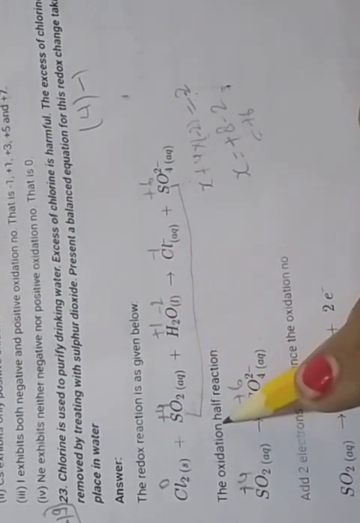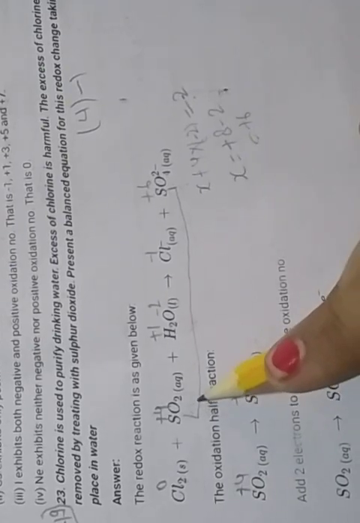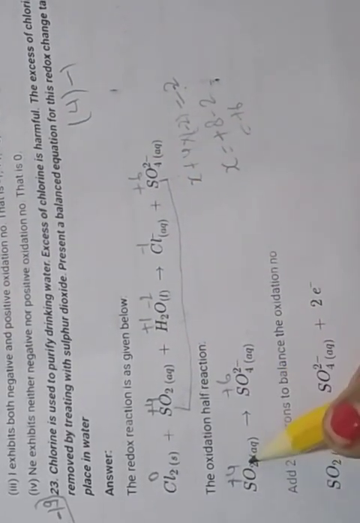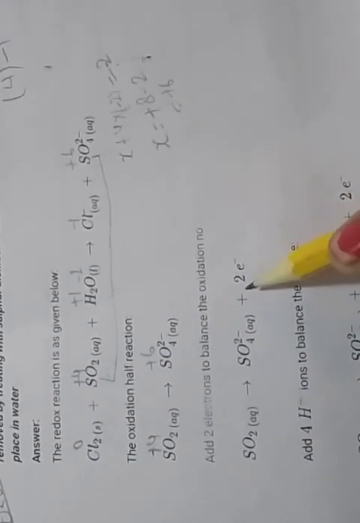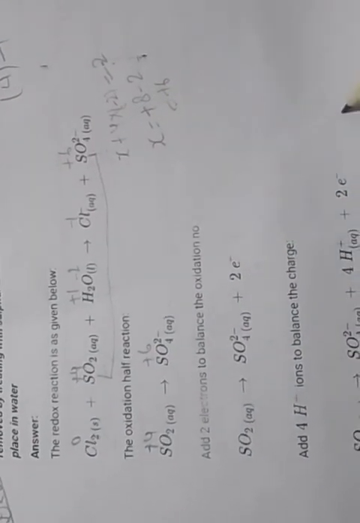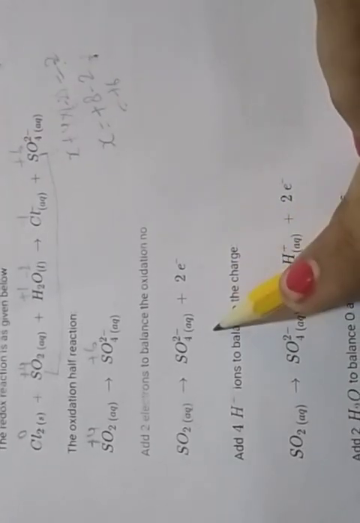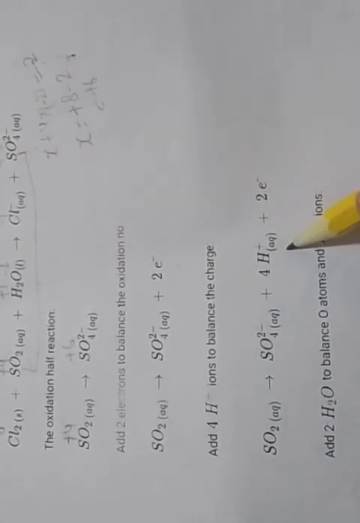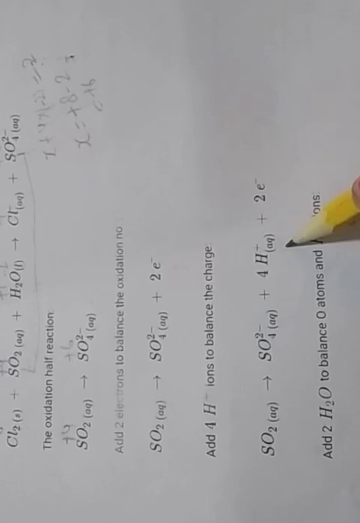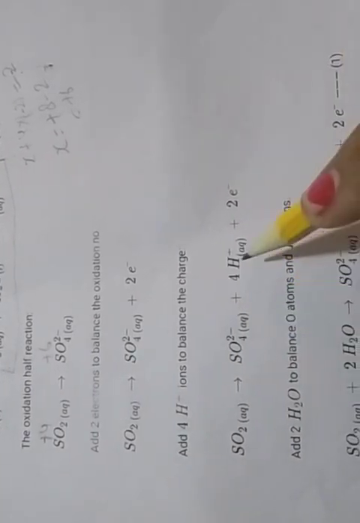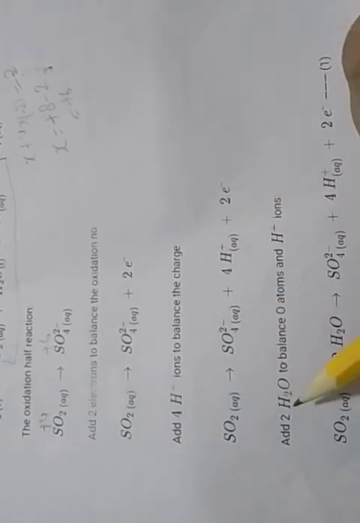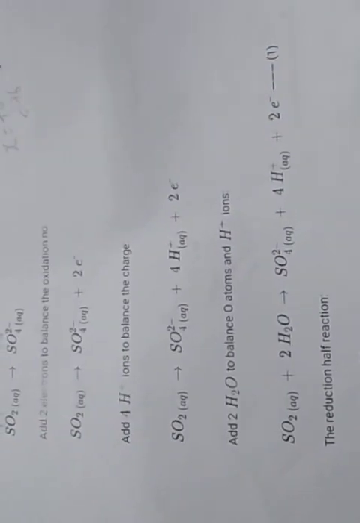Then the oxidation half reaction: SO2 converts into the sulfate ion, +4 converts into +6, that means removal of 2 electrons. So 2 electrons are added on the right hand side. Then for balancing the oxygen, we have to add H plus ion. So 4H plus on the right hand side, because 4 oxygen, so 4H plus. For balancing the hydrogen and oxygen, we add water on the left hand side, 2H2O. So this is equation number first.